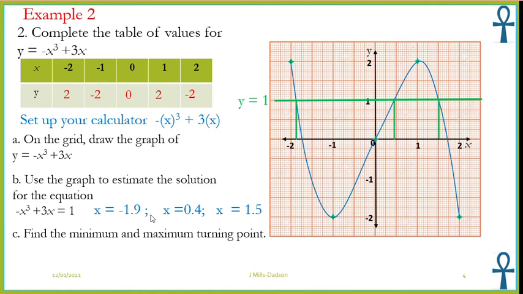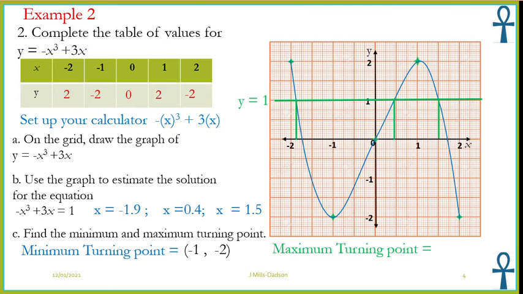Then we're supposed to find the minimum and the maximum turning points. As for the minimum turning point, like you can see, the flashing point tells you the minimum value of y. That's the minimum turning point. So the coordinate of that point is (-1, -2). Then the maximum turning point is also the flashing point here, which is (1, 2). So this is how we work out the minimum and the maximum turning points.